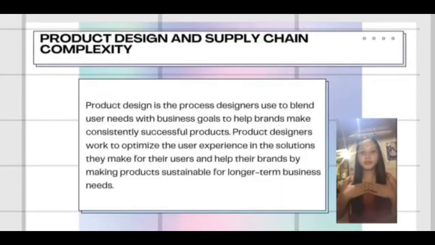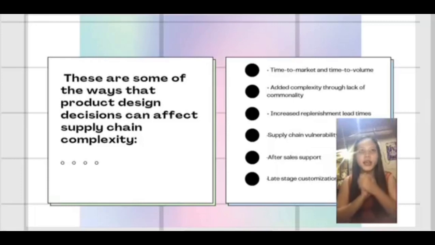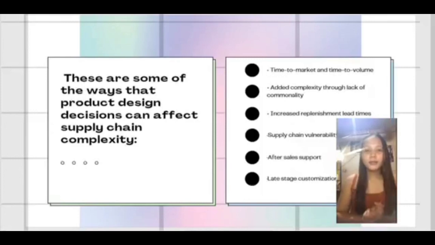Good day everyone, my name is Michelle Apuadora and I'll be reporting on product design and supply chain complexity. Time to market and time to volume. Time to market is affected by decisions on the functionality of products, which can increase manufacturing complexity and reduce flexibility and responsiveness. Added complexity comes through the lack of commonality.